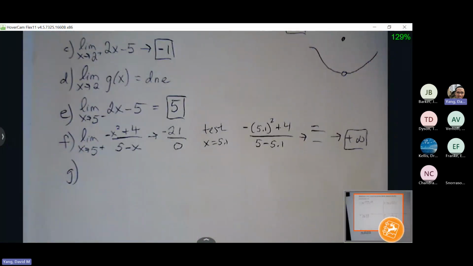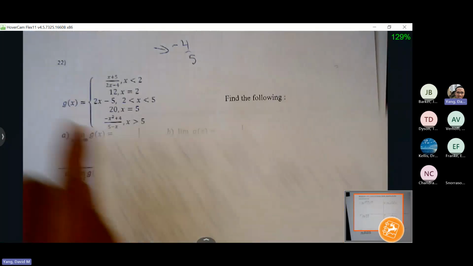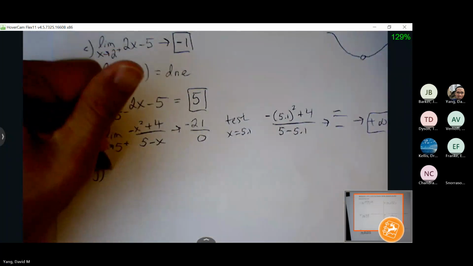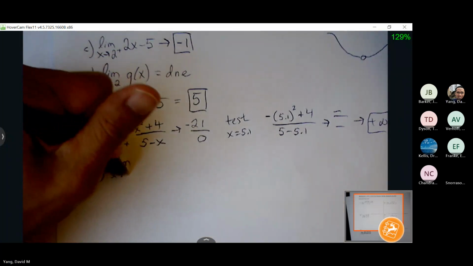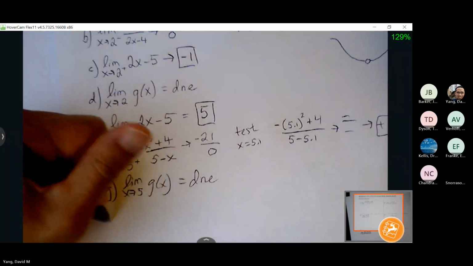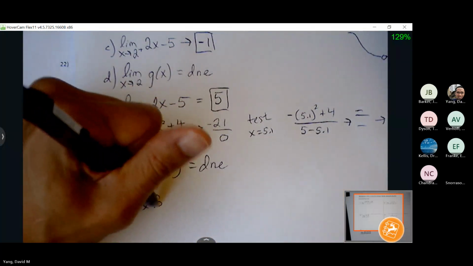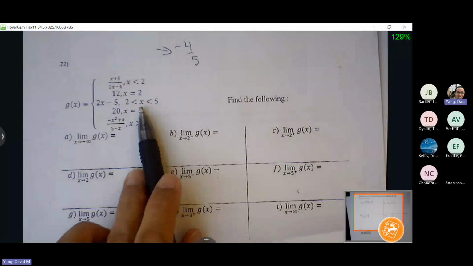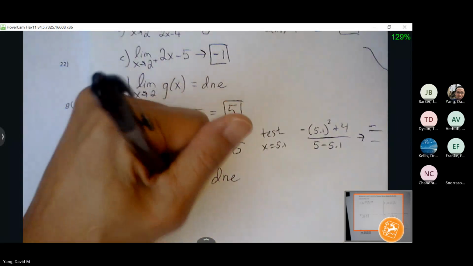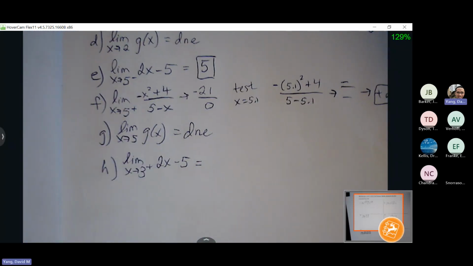Limit as x approaches 5 doesn't exist, right? The ordered pair is at a different location, but we're asking for the limit, not the ordered pair here. So, 3 from the right. That falls into that category between 2 and 5, so we just use that 2x minus 5. Direct substitution. 6 minus 5 is 1.